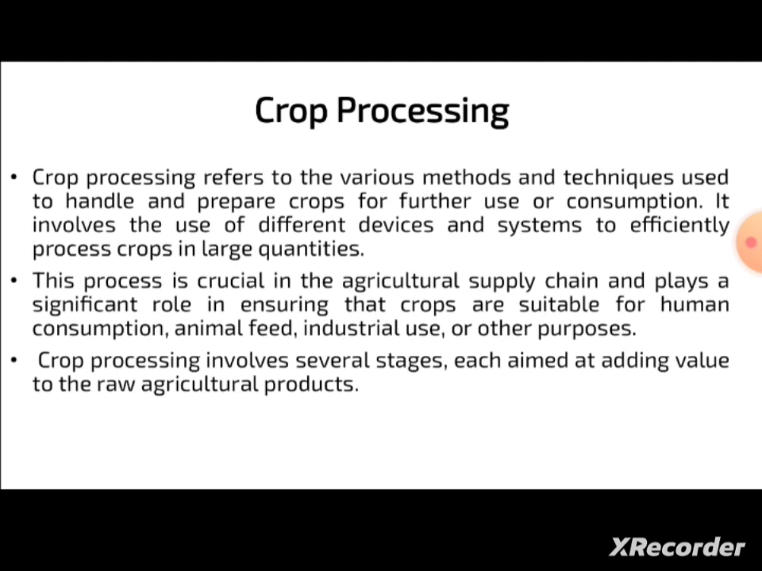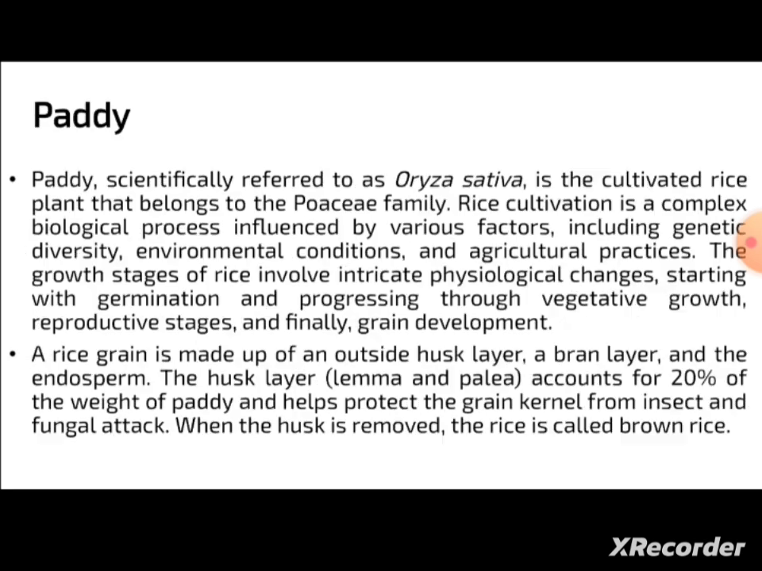So generally crop processing refers to the various methods and techniques used to handle and prepare crops for further use or consumption. This involves different devices and systems to efficiently process crops in large quantities, and it also plays a crucial role in the agriculture supply chain, ensuring that crops are suitable for human consumption as well as animal feed, industrial use, and other purposes. So the first one will be paddy.